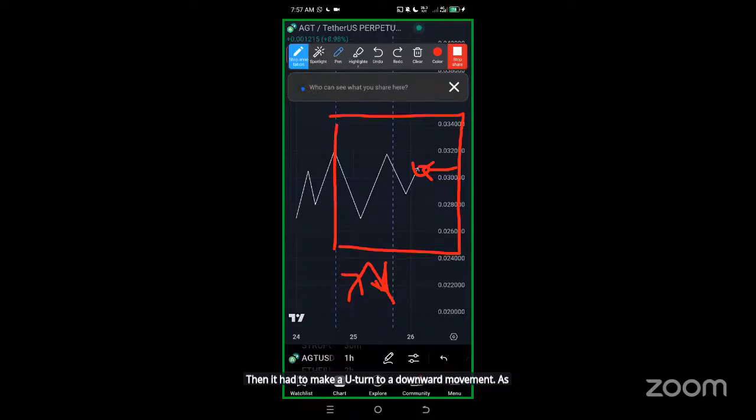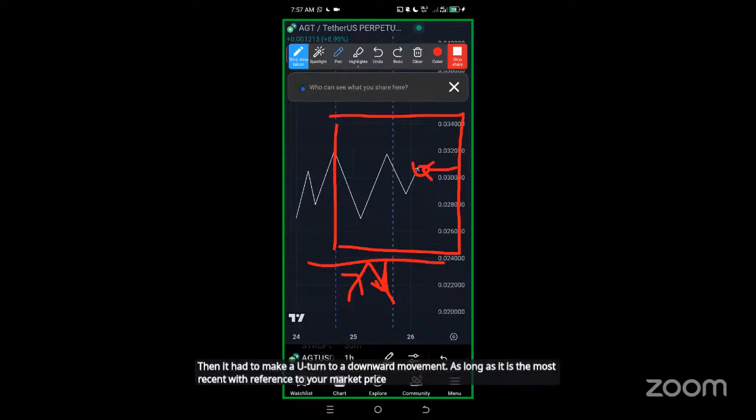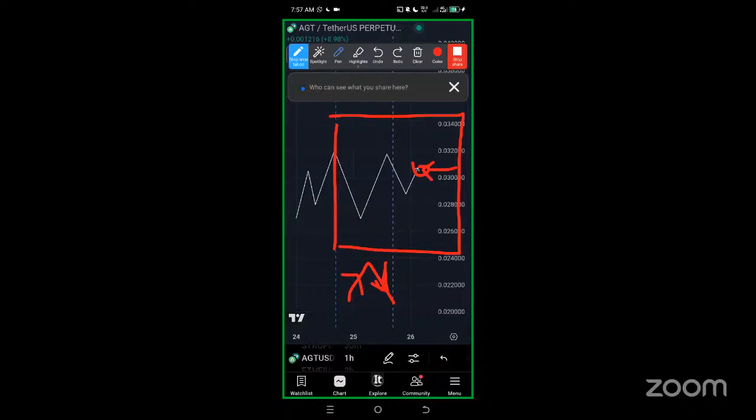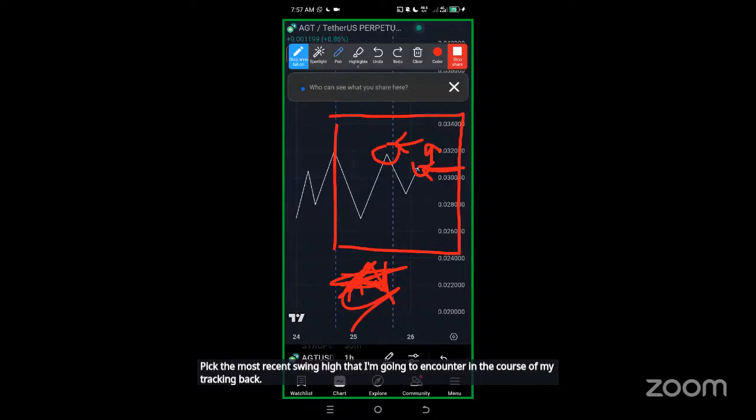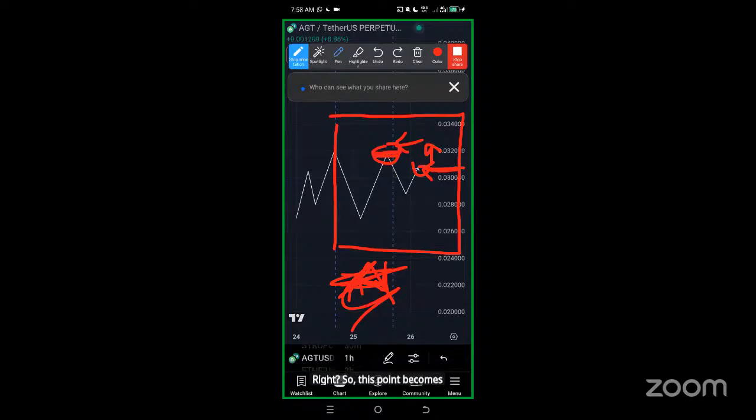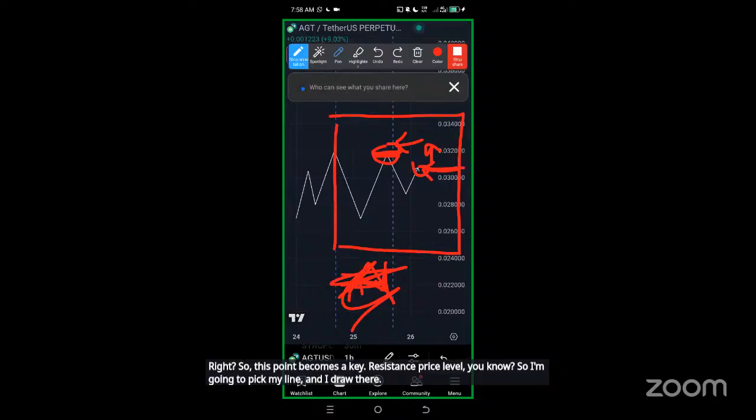As long as it is the most recent with reference to your market price, that becomes the first resistance. So with reference to this, I will look at this point. Then to draw my first resistance, I look slightly up and go back in history, and this will be my first peak, the most recent swing high that I'm going to encounter in the course of tracking back. So this point becomes a key resistance price level. So I'm going to pick my line and draw there.